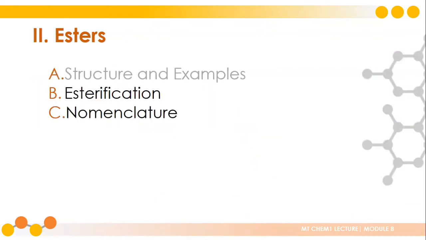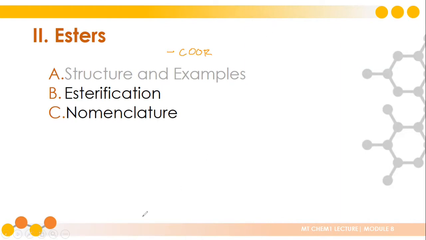Hopefully, you understood the structure and the examples of the simplest ester. All you need to remember for esters is that they are derivatives of carboxylic acids and their functional group is COOR. Okay? Let's now move on with esterification.